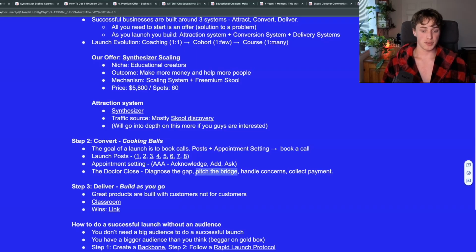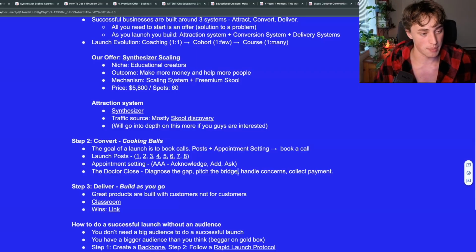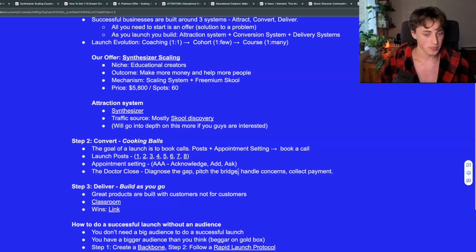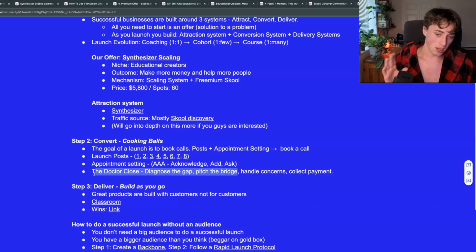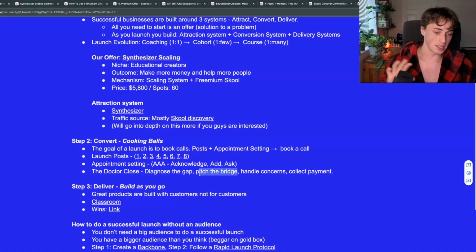And then the pitch is the bridge, the logical bridge, where you say, I have gone over this gap many times. I've helped people like you go over this gap. Here's how it works. And you just explain your pitch. And I won't go into too much depth on sales here because it again could be a 4-hour-long video. But this is the core of it all.